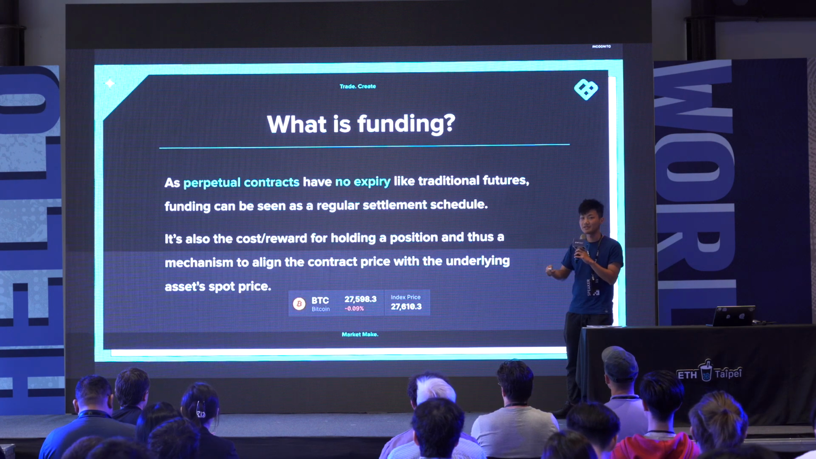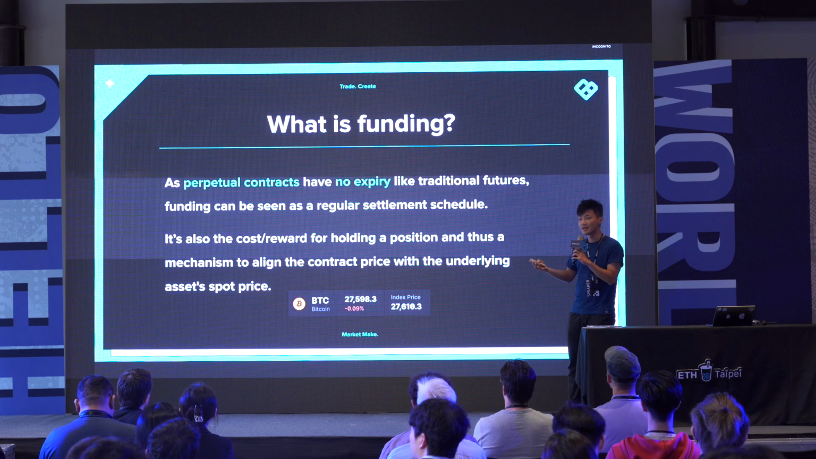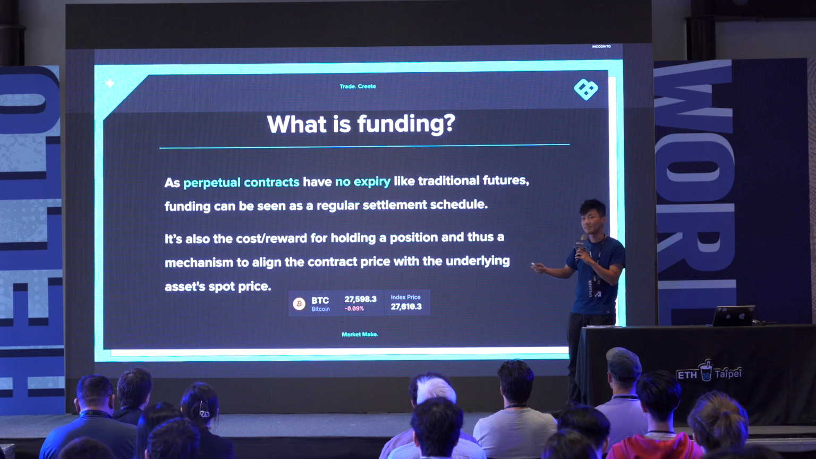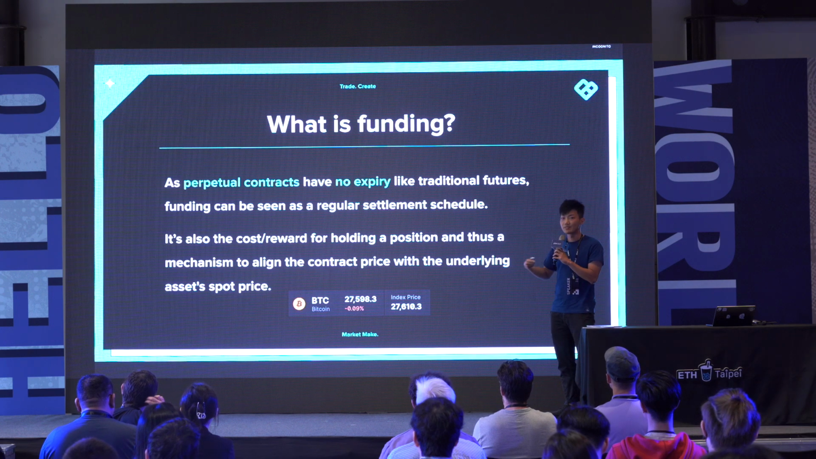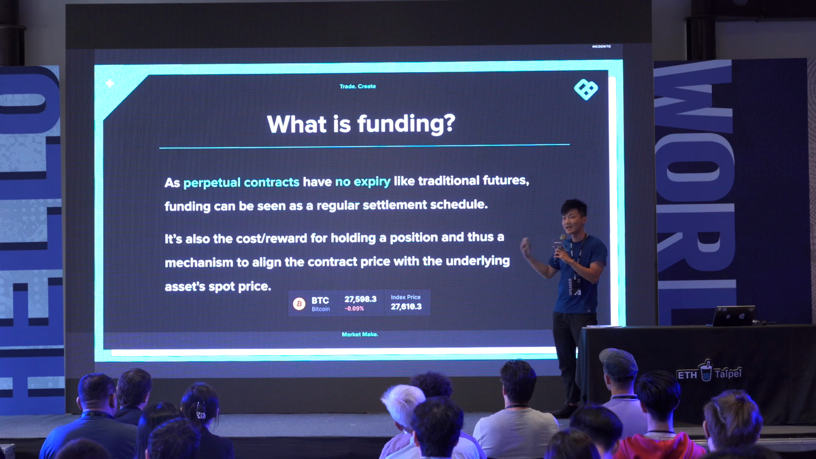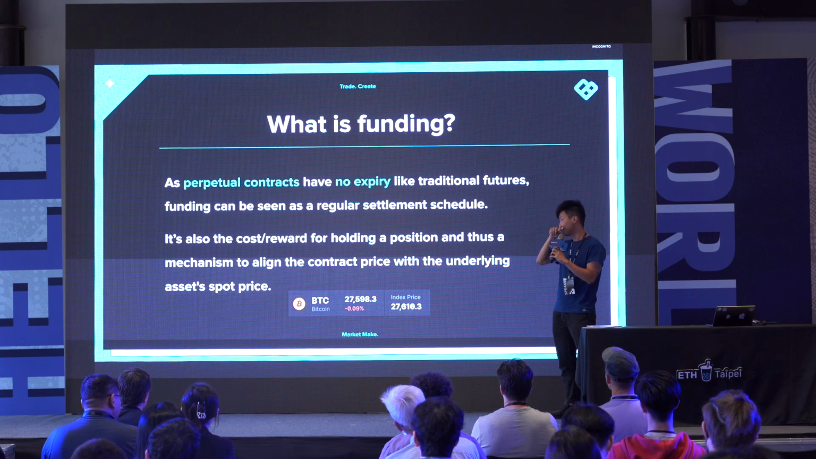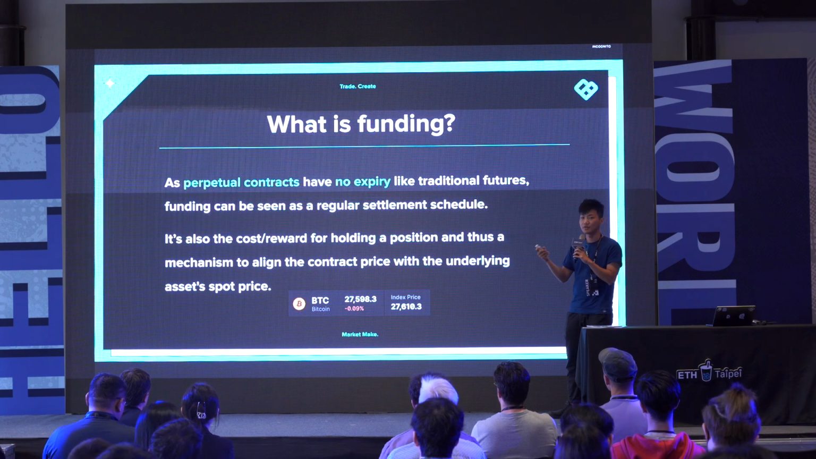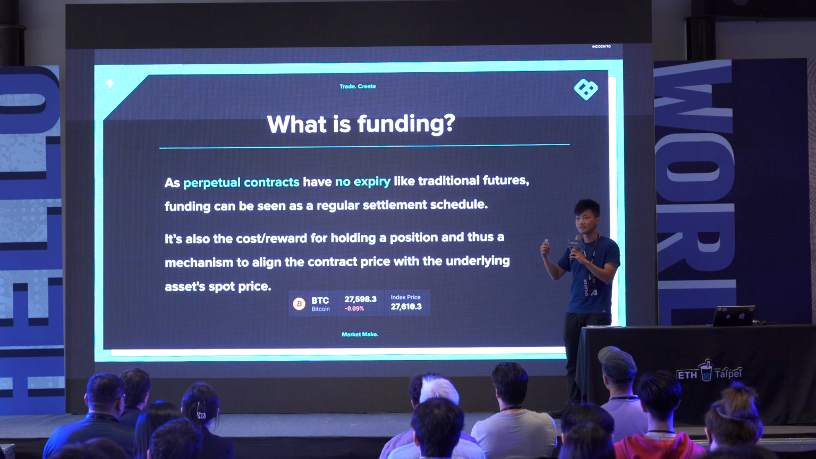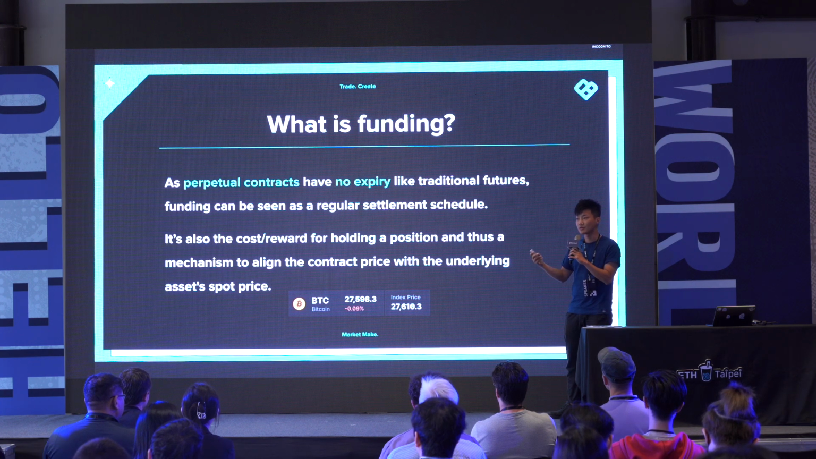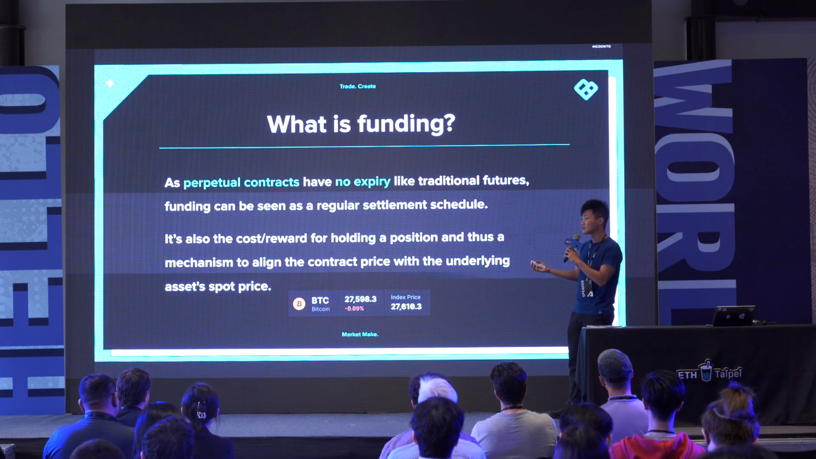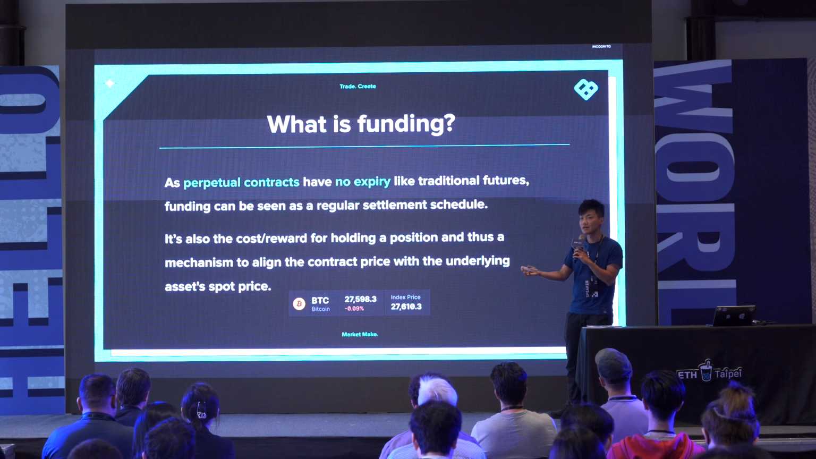So for example, on Binance, there are 3 funding events a day, meaning that every 8 hours, users will be paying or receiving funding on Binance. So funding is the regular settlement mechanism of perpetual contracts. And it can also be seen as a reward or cost for holding positions. Because on derivative products, people can go long and short on these perpetual contracts. So funding is also the mechanism to try to reward or charge people for holding their positions.